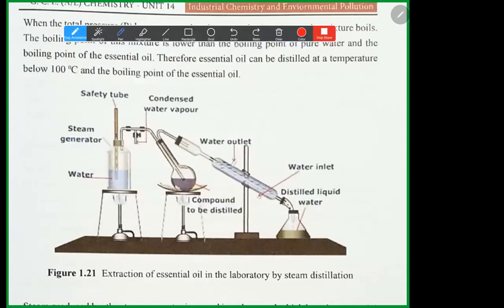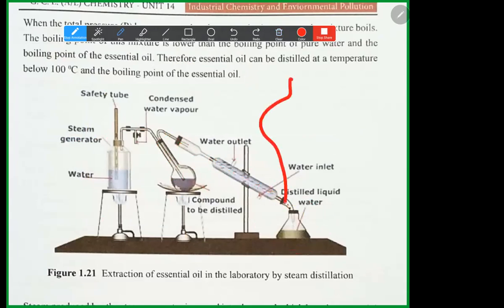This setup has a steam generator. It generates steam and feeds the steam here. At the same time, this is the plant residue. We are boiling it continuously. So both water and essential oil boil and pass through. This is the condenser. Through the condenser, we can collect these two together.